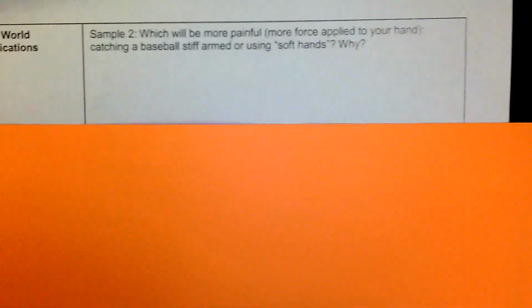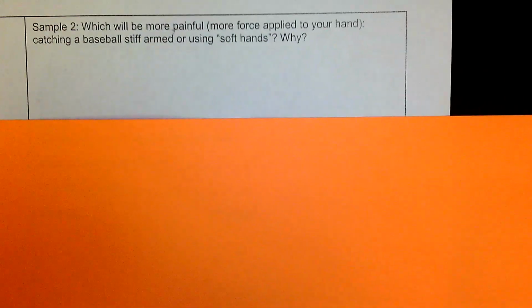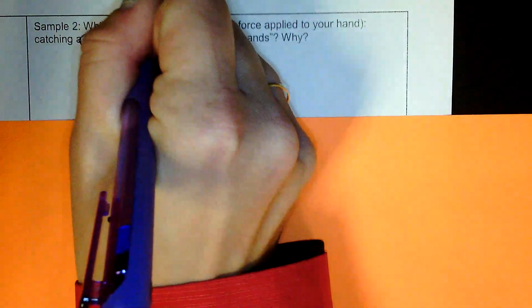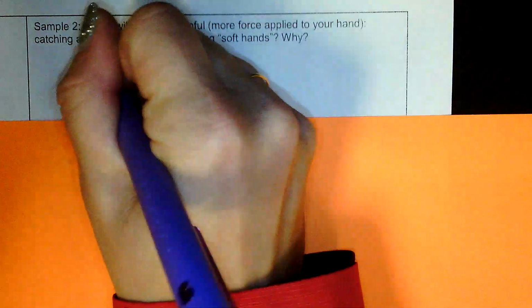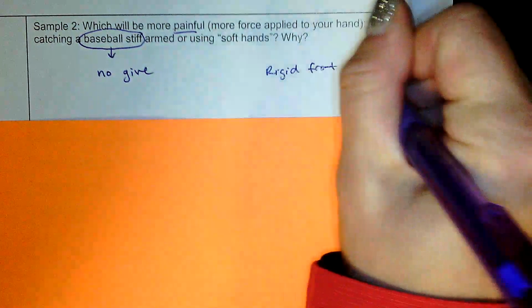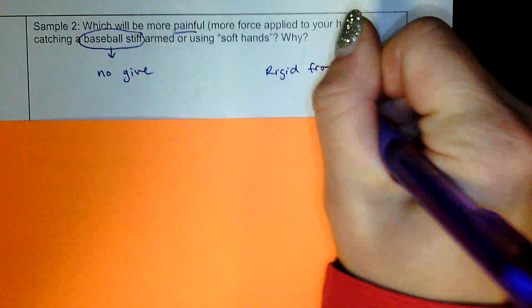Alright, so real world applications. Which would be more painful? Force applied to your hand, in other words. Catching a baseball stiff-armed or using soft hands? Well, more painful, definitely going to be stiff arm, right? Because you have no give. This is a lot like that rigid front frame that we talked about versus the crumple zone.